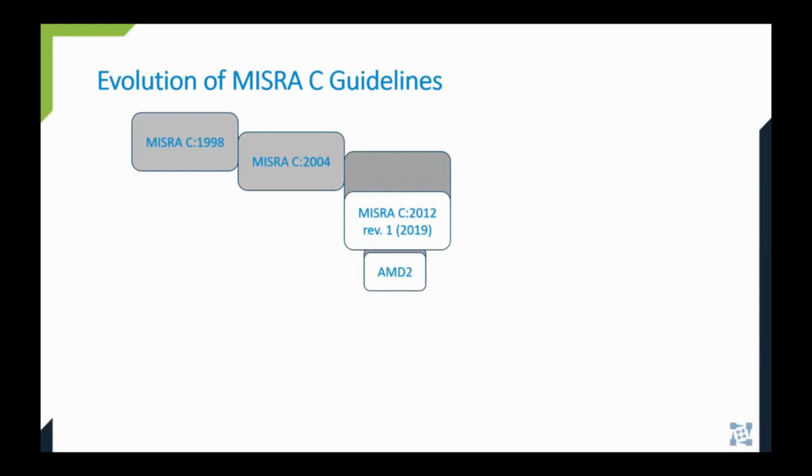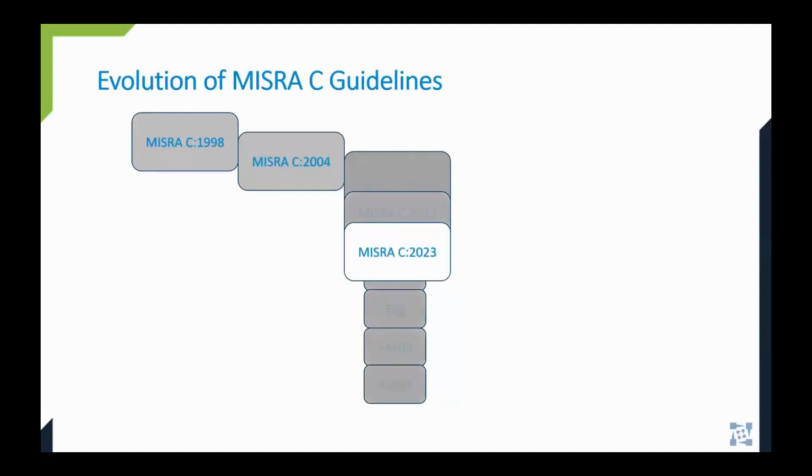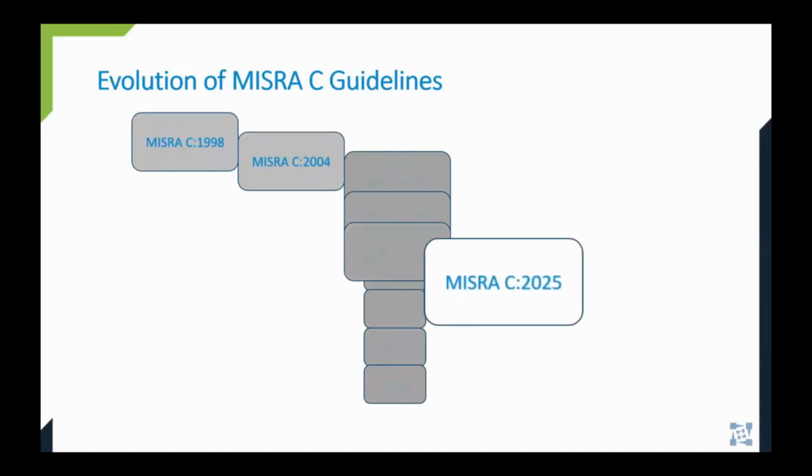Further technical corrigendum and amendment documents were published, and then we got the next consolidated document, MISRA C 2023, described also as the second revision of MISRA C 2012. For the last 2 years, the MISRA C working group has been working to provide the most up-to-date coding guidelines for using C in safety critical systems, and the result of this work has been recently published as MISRA C 2025, which is available now in hard copy and as a PDF document from the MISRA web store.